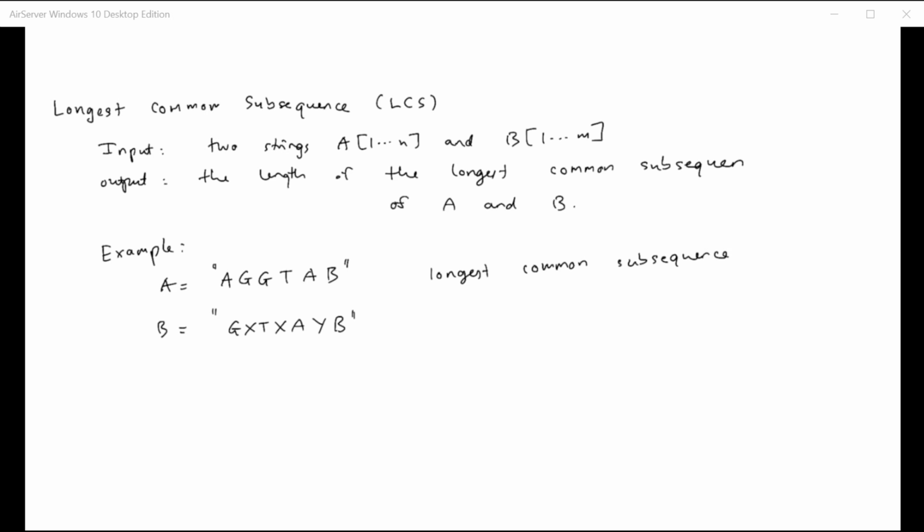Okay, so I just found this example online. The longest common subsequence of these two strings is GTAB. Okay, so you can visualize the common subsequence as a matching that matches characters of A to similar characters of B, such that the relative ordering is preserved, right?